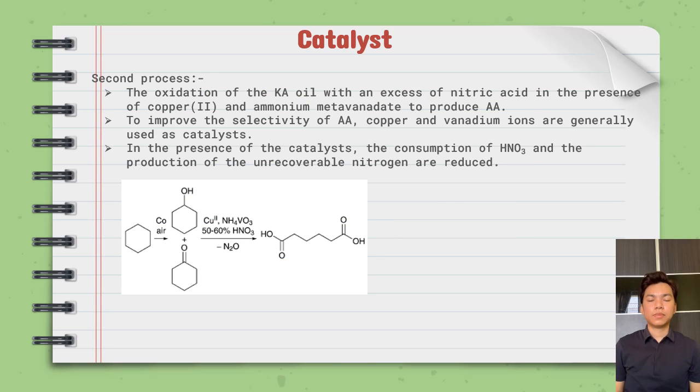As for the second process, the catalyst used in the oxidation of KA oil with an excess of nitric acid to produce adipic acid is copper-2 and ammonium metavanadate. This catalyst is used to improve the selectivity of adipic acid, and the consumption of nitric acid and the production of unrecoverable nitrogen can be reduced.